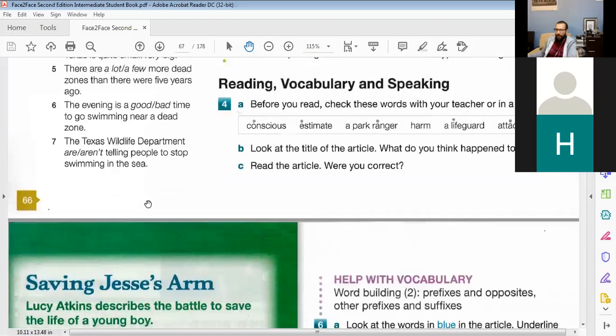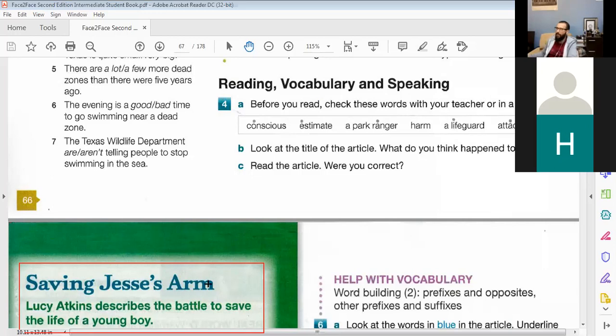Okay, can you see the article here? Let me just put a little box on it. Can you see the title? Can you read it for me, please? What does it say? Saving Jesse's arm. Lucy Atkins describes the battle to save the life of a young boy.